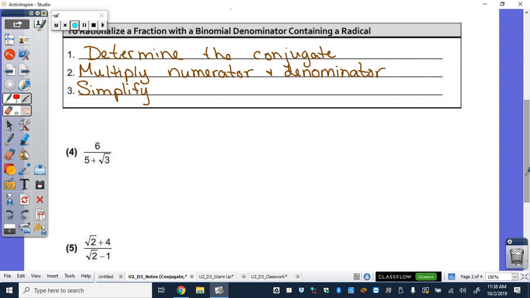So let's take a look at example 4. Our denominator is 5 plus radical 3. So what would our conjugate be? 5 minus radical 3. So we're going to multiply both the numerator and the denominator by that 5 minus radical 3. So up top, I would end up with 30 minus 6 radical 3, just multiplying the 6 times the 5, and then the 6 times that negative radical 3.